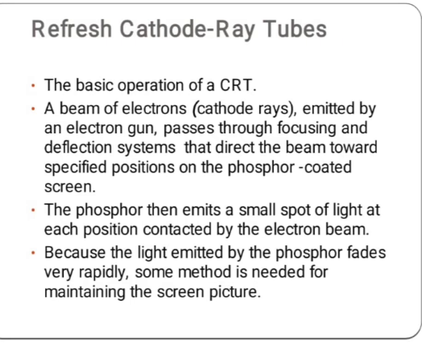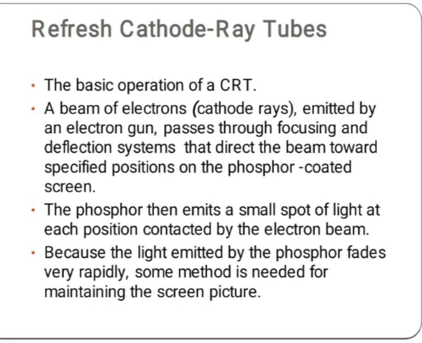Next, refresh cathode-ray tubes. The basic operation of a CRT: a beam of electrons, that is cathode rays, emitted by an electron gun passes through focusing and deflection systems that direct the beam toward specified positions on the phosphor-coated screen. The phosphor then emits a small spot of light at each position contacted by the electron beam.